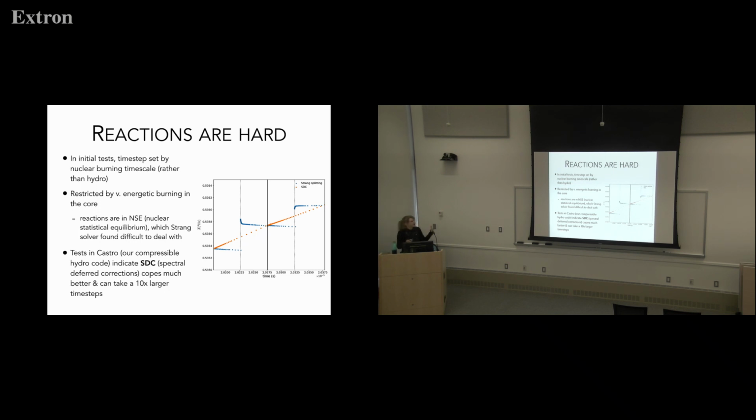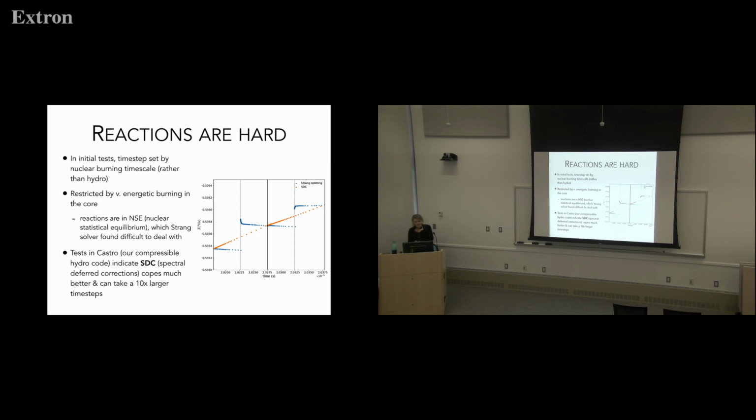So unfortunately, in our initial time sets, we basically found that the nuclear burning in the core is incredibly energetic. And this means that the time step, instead of being set by the hydrodynamic timescale, is set by the nuclear burning timescale. And this is really annoying because the whole point of the low Mach number approximation is we're trying to take the hydrodynamic timescale and make that a lot longer by filtering out sound waves. But if even the nuclear burning timescale is shorter than that, then what is even the point of the low Mach number approximation anyway? So this has been incredibly annoying.